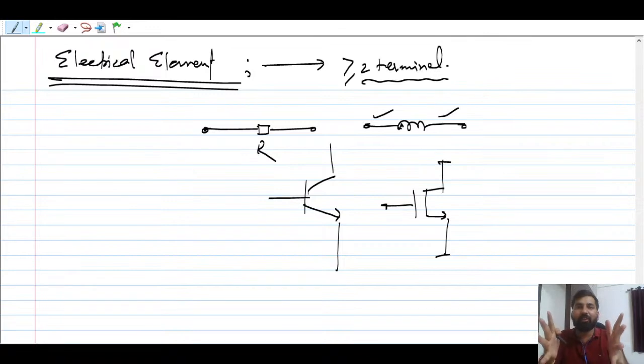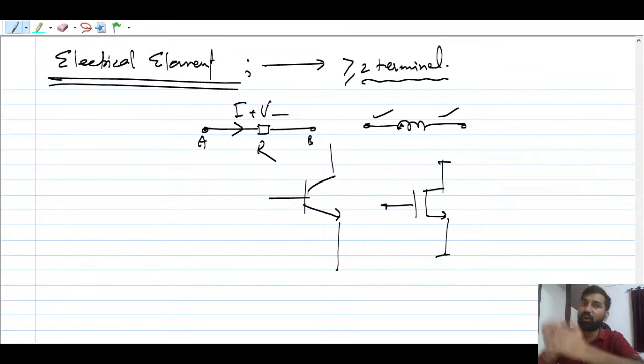And across the terminals, we are going to measure the voltage. If you are moving from this node to this node, there will be a current, and the voltage across this will be V. So we need to understand how to manage the relationship between V and I. So we need to recall Ohm's law. That is very important.